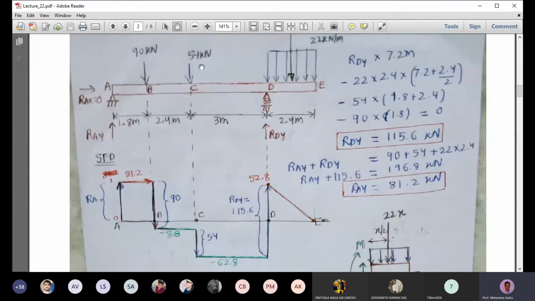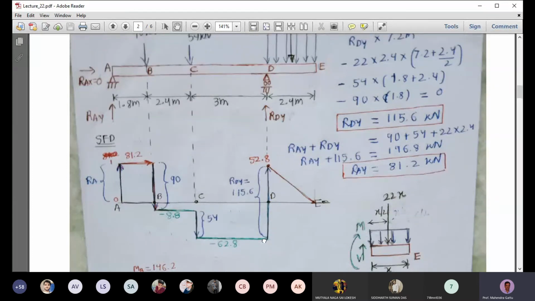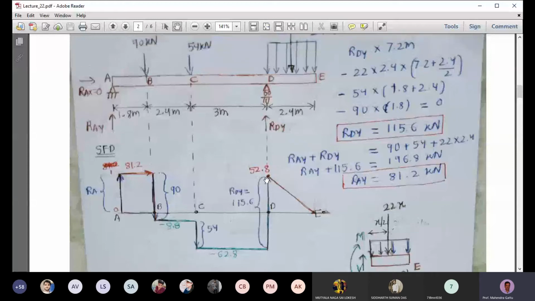Again, at C, there is a downward load of 54. As a result, there will be a sudden negative jump in the shear force. So minus 8.8 minus 54, it will be minus 62.8. From C to D, again, it will be a constant value with slope 0. And at D, what is happening? We have RDY acting. The RDY value is 115.6. Because of that, there will be a jump in the shear force, going from negative to positive. So minus 62.8 plus 115.6, you will get 52.8.